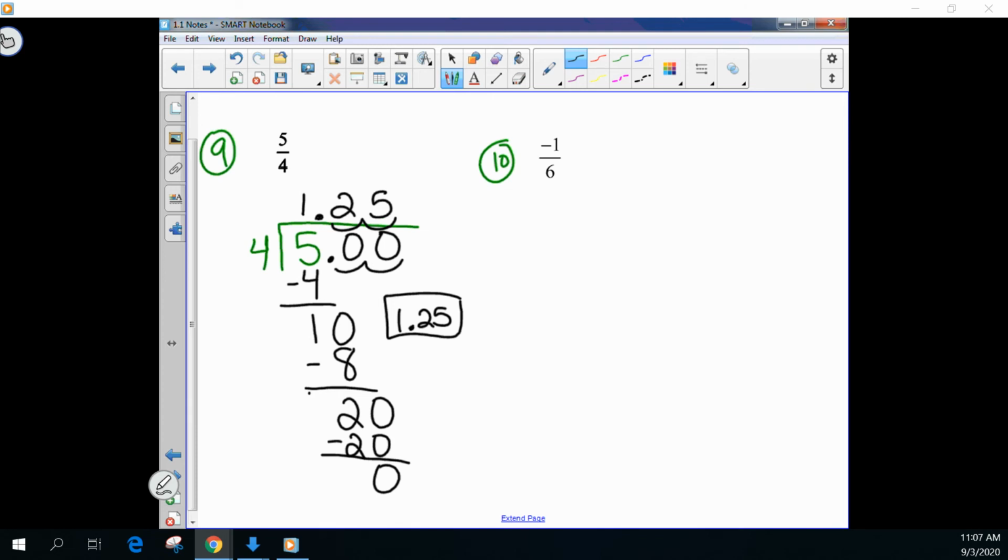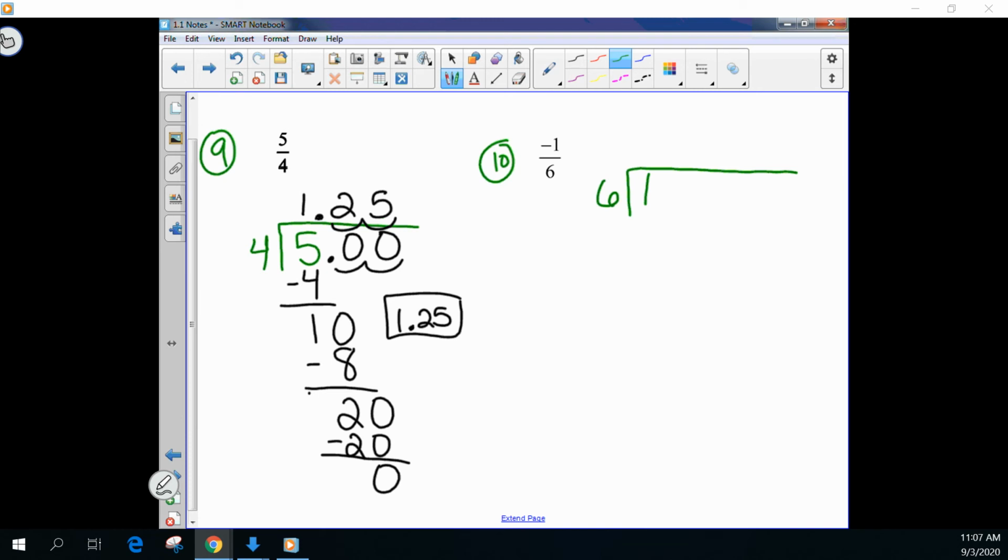Okay, we're going to do the same thing on number 10. So it's -1 divided by 6. What I would do is ignore the negative until the very end and then just put the negative back in the problem. So what we're going to do is just 1 divided by 6. So 1 is going to go on the inside of the division symbol and 6 is going to go on the outside.